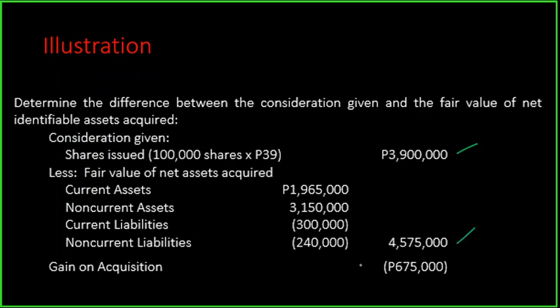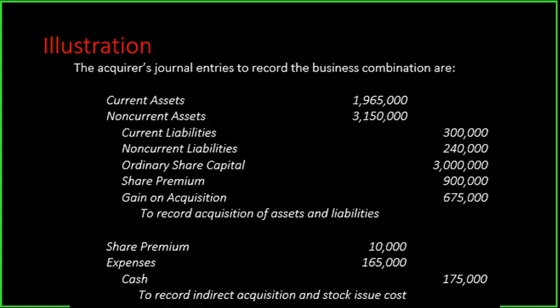Fair market value of net assets acquired. You now have a negative goodwill, but we don't use that term anymore. So this is now your gain on acquisition. How are you going to record that? Again, assets and liabilities at their fair market value. No goodwill. Instead, you now have a credit to gain on acquisition.